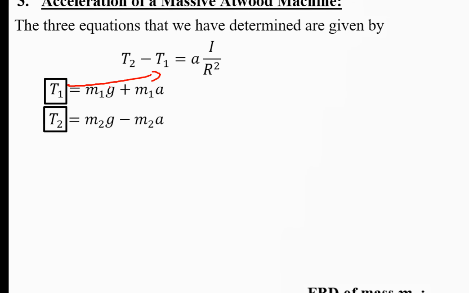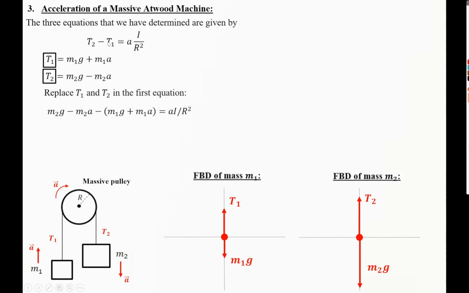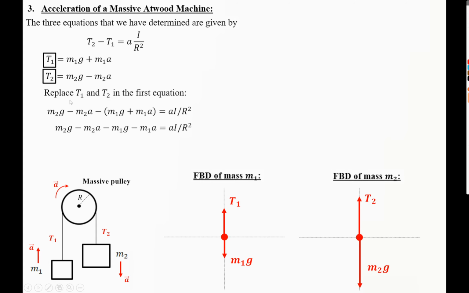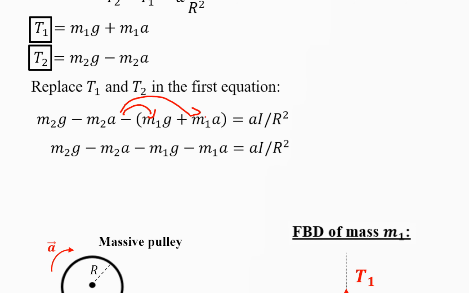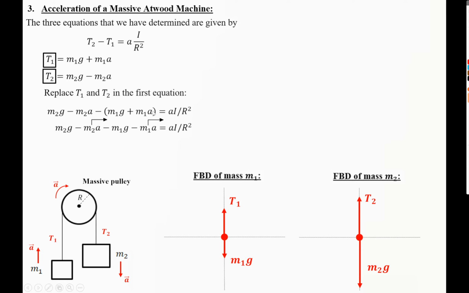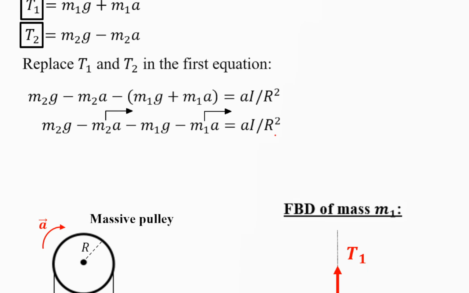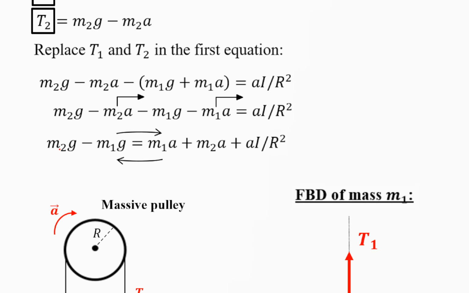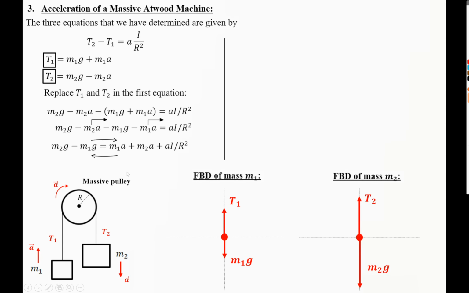Basically we will replace T1 here and T2 here. We would get the following. And what I have done here is that I have replaced T2 by m2g minus m2a. We have a minus sign, so I have opened the bracket. We have m1g plus m1a. And now we can distribute the minus sign over the following two terms. And now we will move minus m2a and minus m1a to the other side. And what we're going to do now is flip the equation. Instead of reading it from left to right, I will read it from right to left, like that.